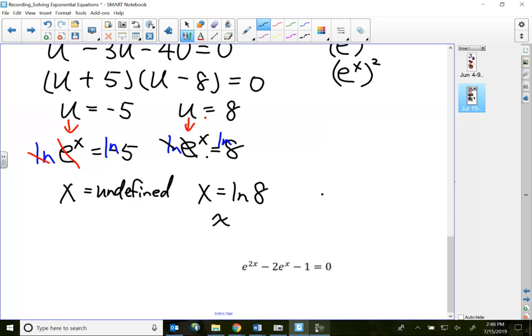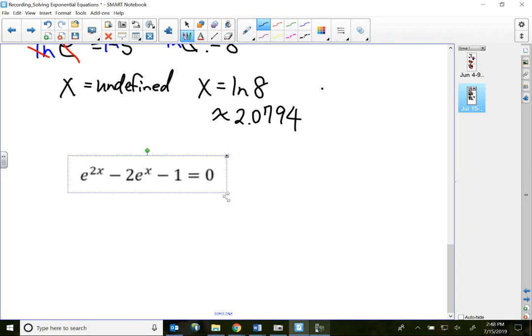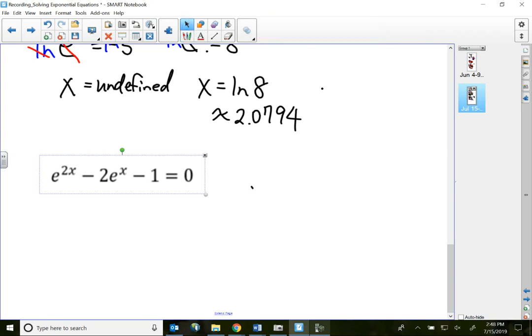All right. If you put it in the calculator, it should be about 2.0794. Okay. So that's my only answer I have. This doesn't exist. Same thing with this one. This is called a U substitution, using another variable to substitute something in your equation. Very powerful technique called the U sub.